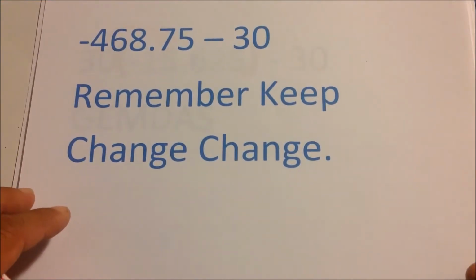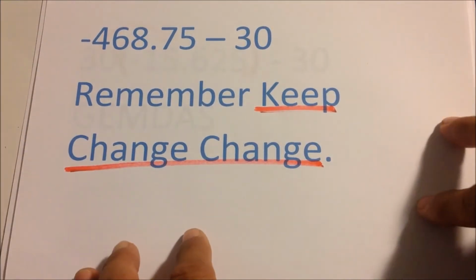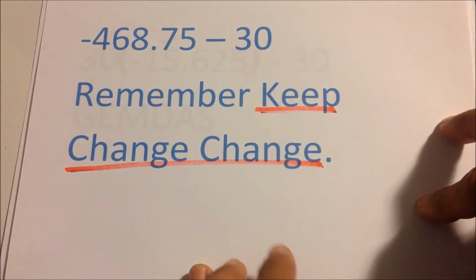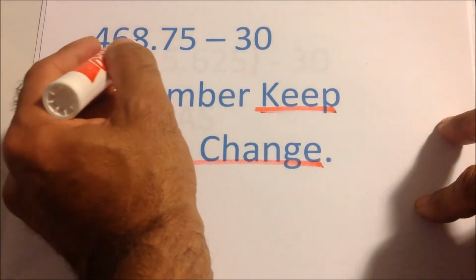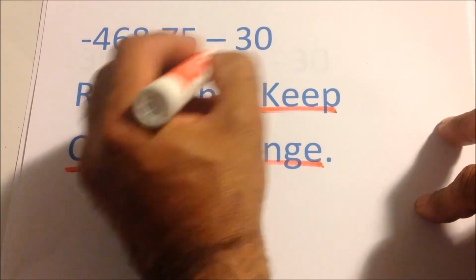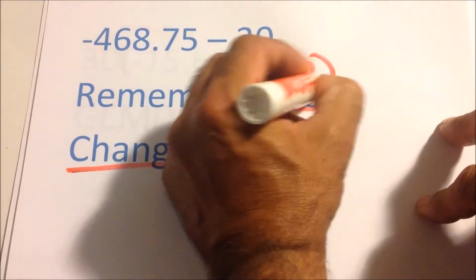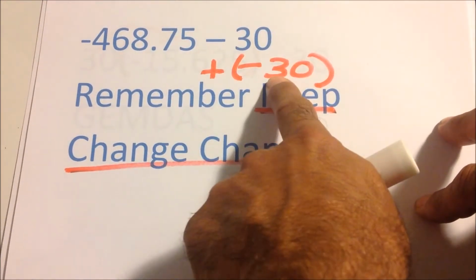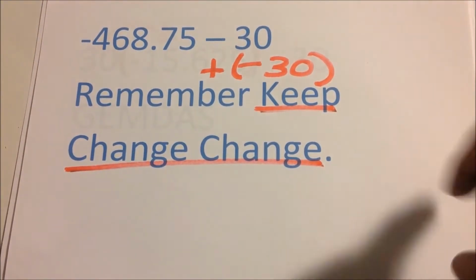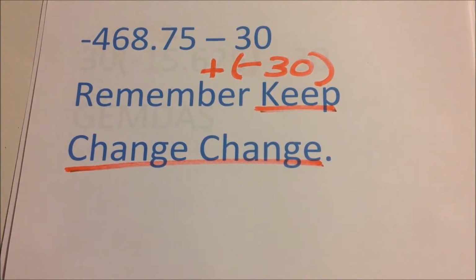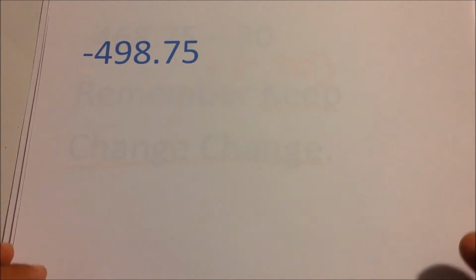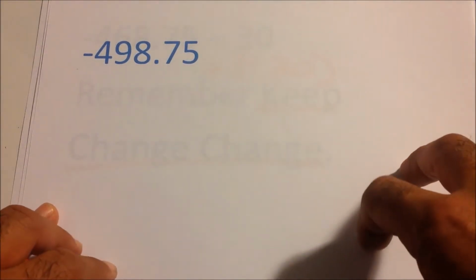So here we go, negative 468.75 minus 30. And now remember to keep-change when you see subtraction, only with subtraction, you know that. So this will be negative 468.75 plus a negative 30. Keep, change, right? And your final answer, there it is. So you should review that again.